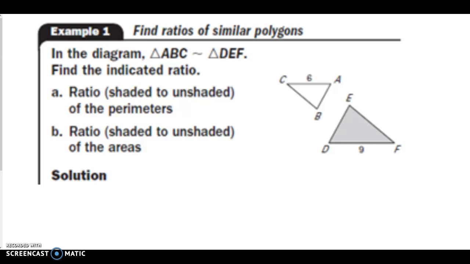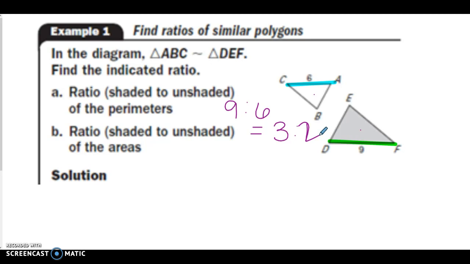Alright, so we have triangle ABC is similar to triangle DEF. So we have 2 corresponding sides. We have CA and CF that are corresponding. What is the ratio from shaded to unshaded of the perimeters? 9 to 6, which like Lexi said, simplifies to 3 to 2. Remember, shaded to unshaded.